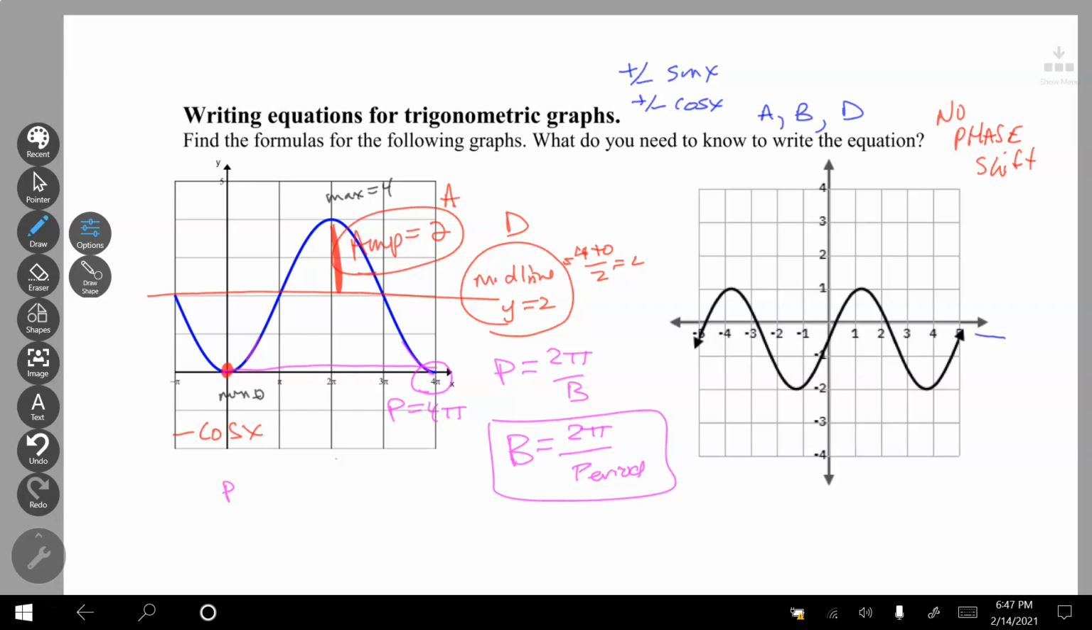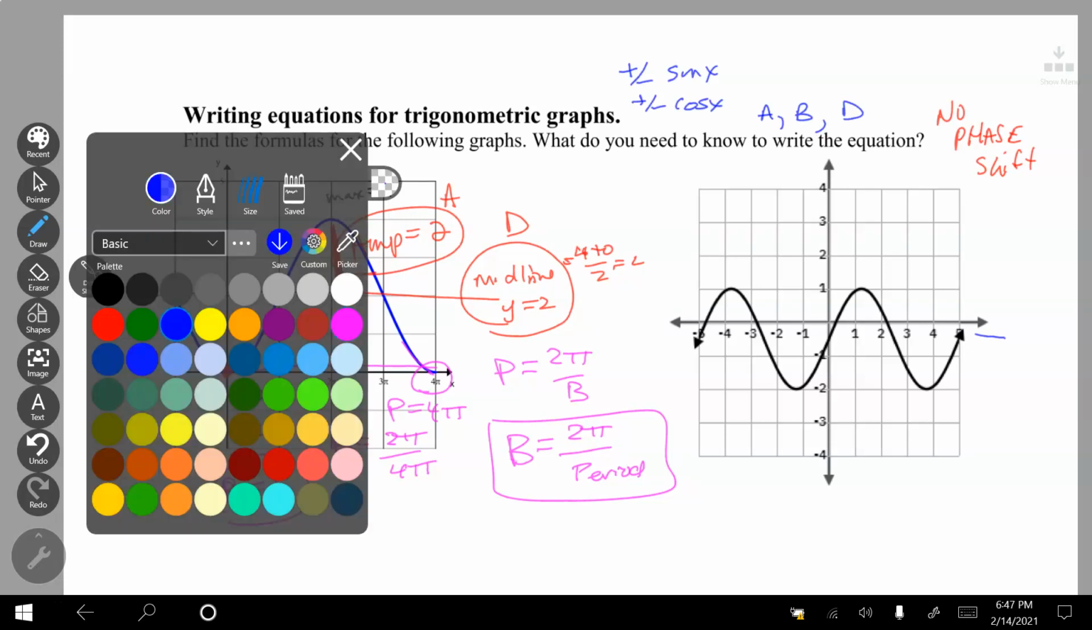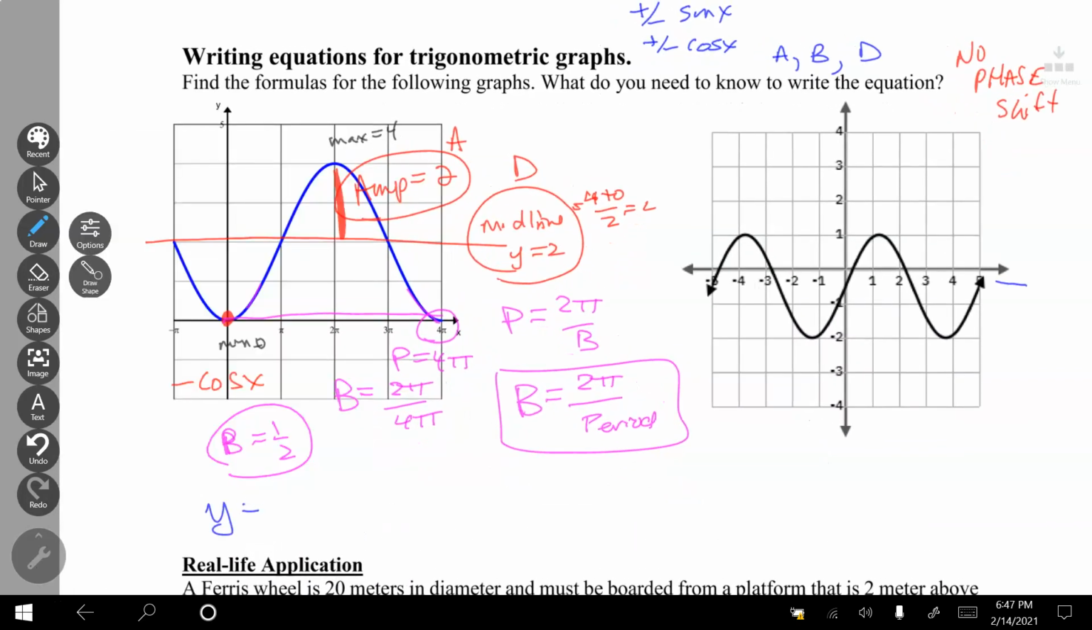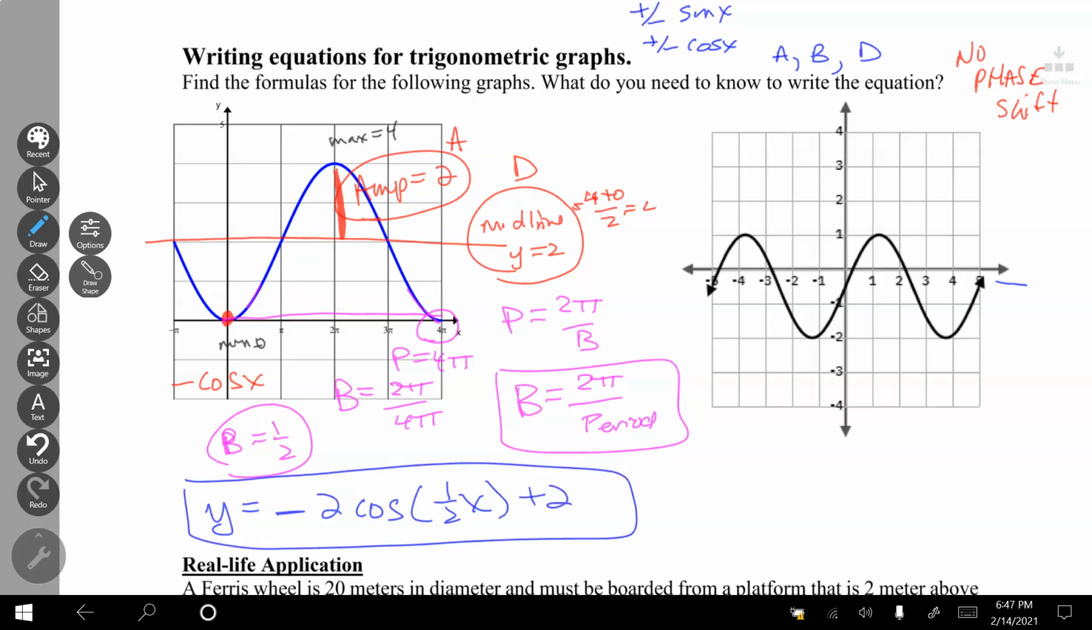So for this example, b is equal to 2 pi over 4 pi, or my b value is equal to a half. Well, I think I have all the information that I need. I have y equals negative 2 cosine of a half x plus 2 as the equation for that graph.